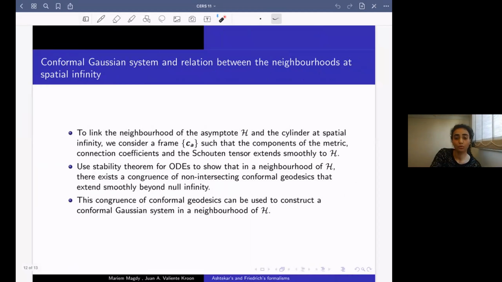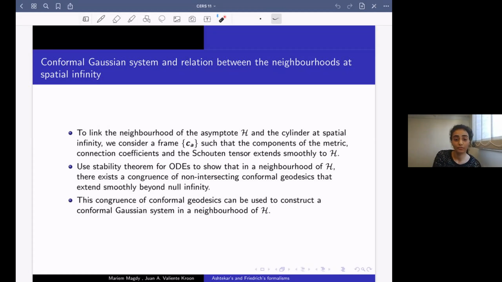Then, if we want to link the metrics in the neighborhood of spatial infinity, we can define our spacetime metric in such a way as to solve two issues. First, as I mentioned, the hyperboloids of Ashtekar don't reach the null boundary. So we initially introduced a compactified version of the metric for the asymptote, which allows us to reach the null boundary. Second, our spacetime metric has a singularity. So we have to define a frame in which the various fields, including the metric, the connection coefficients, and the Schouten tensor, are regular at H.